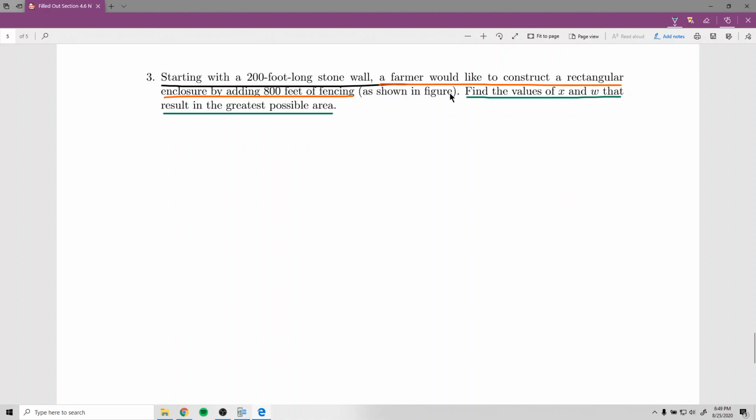When I draw the picture, the reason why this problem is something you want to solve is that when you have a rectangular enclosure, if you want to make the biggest possible area with the least amount of fencing, that's the least amount of money to enclose some area. So this is the way the enclosure works. There's a fixed 200-foot long stone wall that's there.